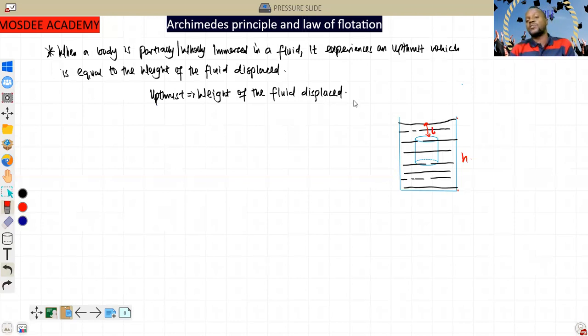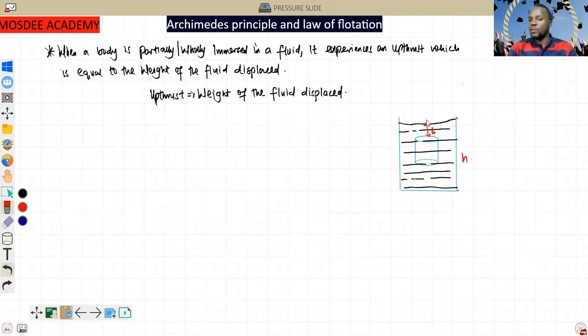Now, because it has been dropped inside, there will be a particular weight that will be displaced when this thing goes inside the water. So the weight that is displaced when that solid is dropped inside the liquid is what we call the upthrust, and that is also known as the buoyancy, or for advanced level students, the buoyant force.